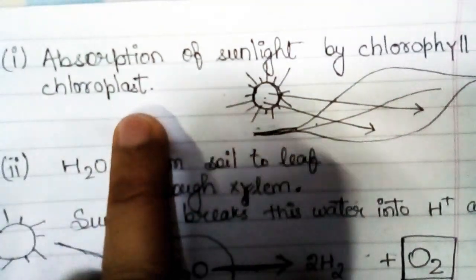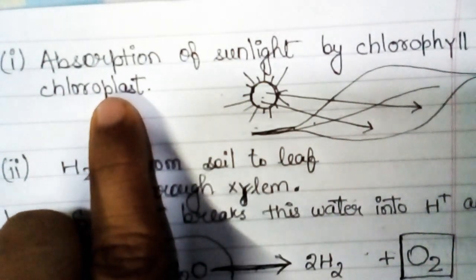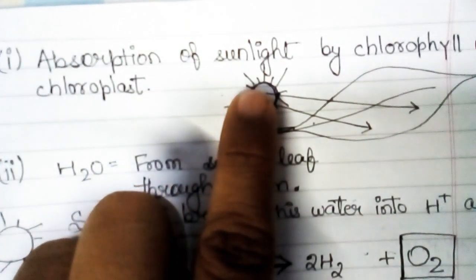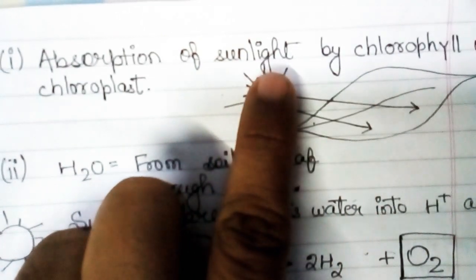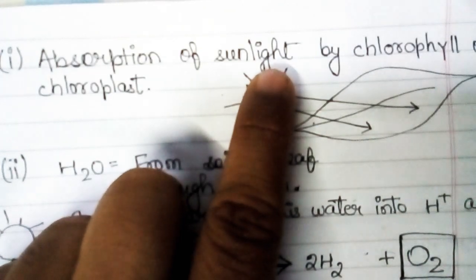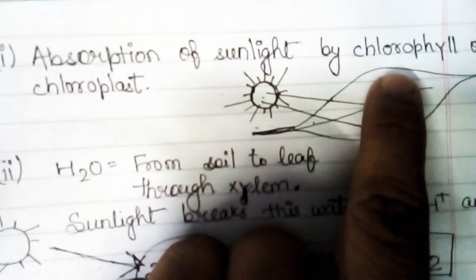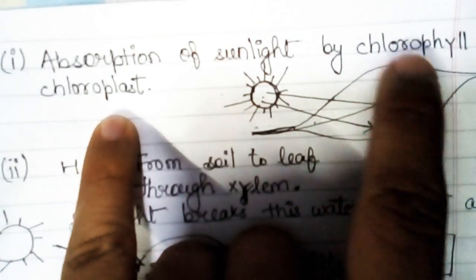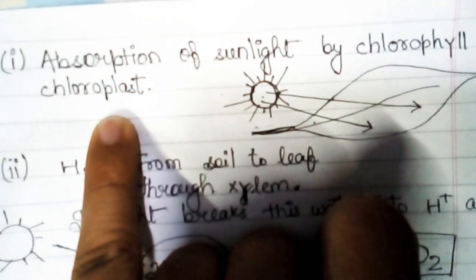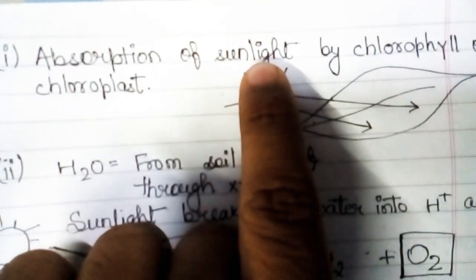The first step you are able to see, what plants do for photosynthesis, is that they absorb sunlight. Now, which part of the plant absorbs sunlight? That is chlorophyll. Got it? So chlorophyll, which is inside the chloroplast. Chlorophyll is a color, a pigment, which is present inside the chloroplast. This chloroplast absorbs sunlight. Okay.